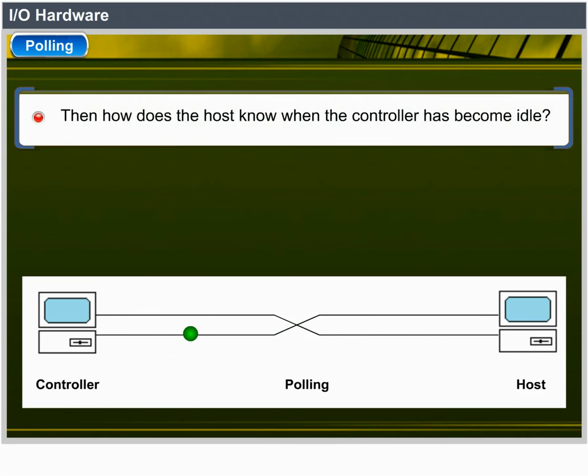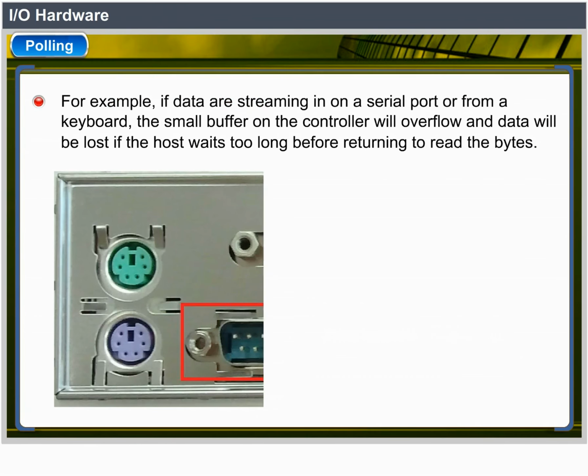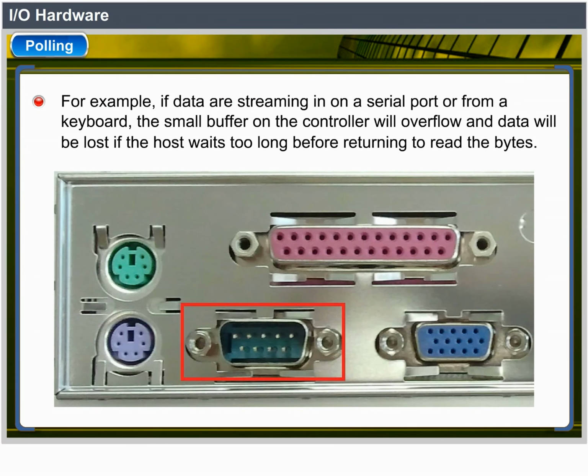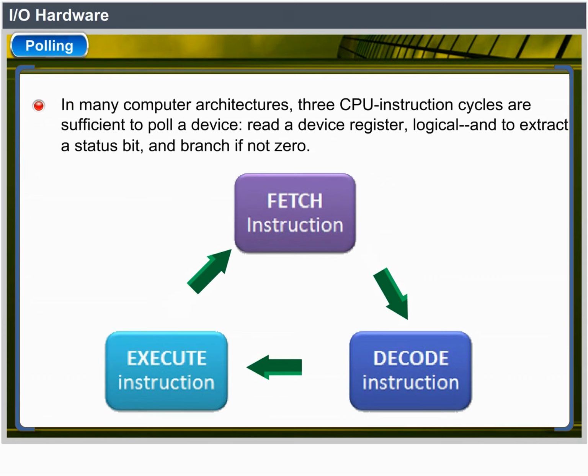For some devices, the host must service the device quickly or data will be lost. For instance, when data are streaming in on a serial port or from a keyboard, the small buffer on the controller will overflow and data will be lost if the host waits too long before returning to read the bytes. In many computer architectures, 3 CPU instruction cycles are sufficient to poll a device: read a device register, logical-and to extract a status bit, and branch if not 0.